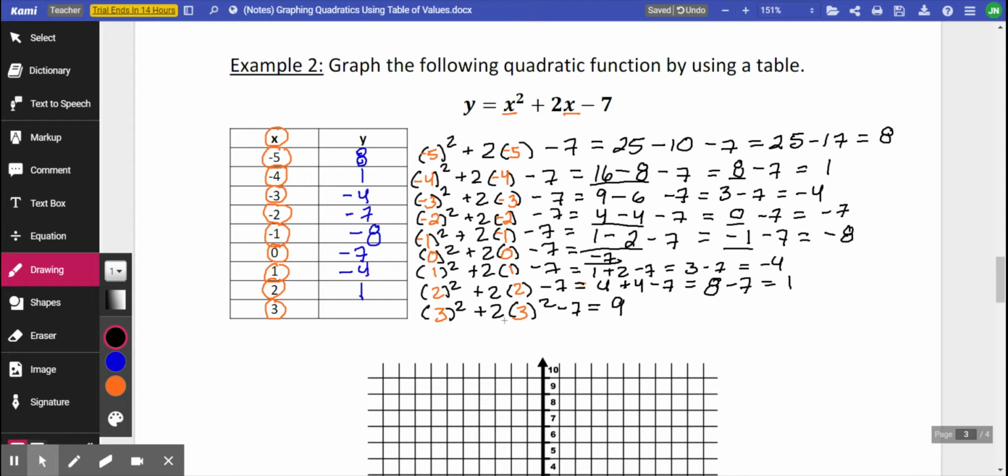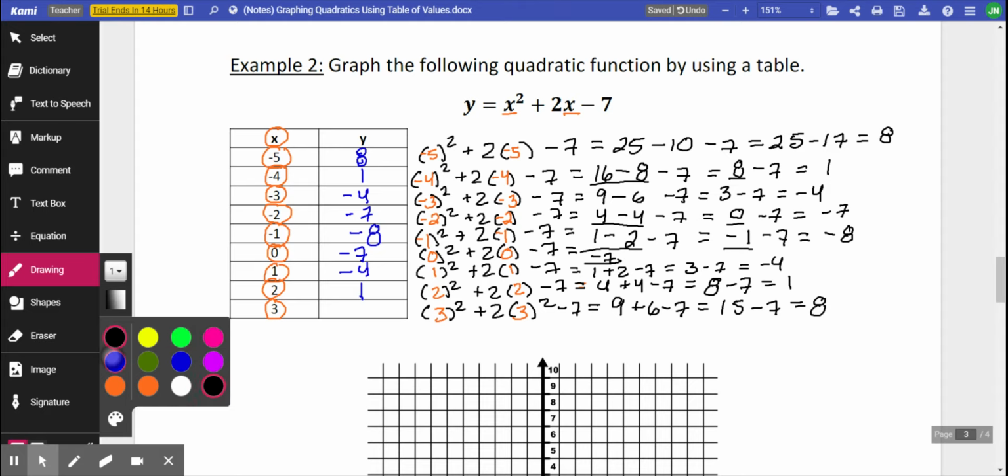So 3 squared is going to give me 9. 2 times 3 is going to give me 6. And then finally, minus 7. So 9 plus 6 is 15. And then minus 7 is going to give me the value of 8. So there we go. So we have the value of positive 8.